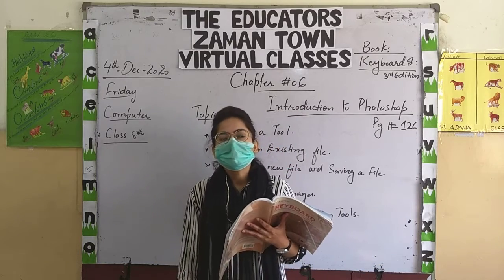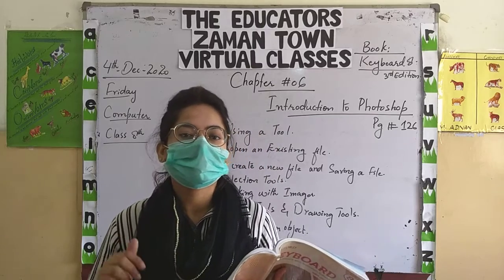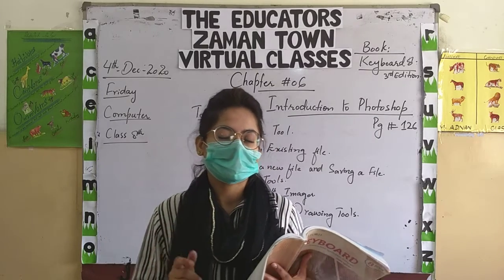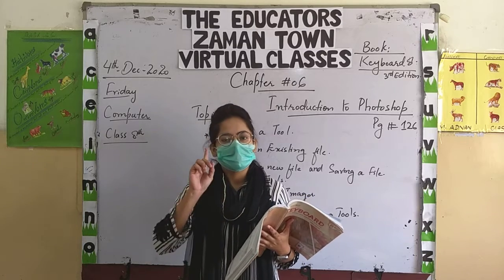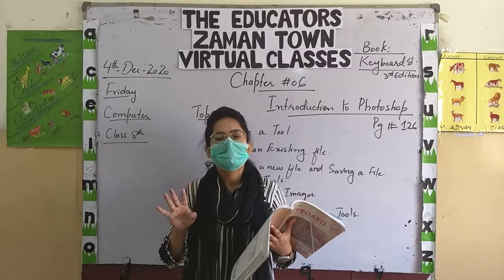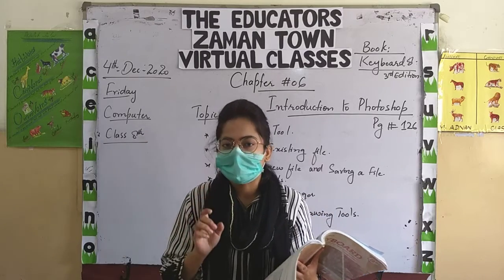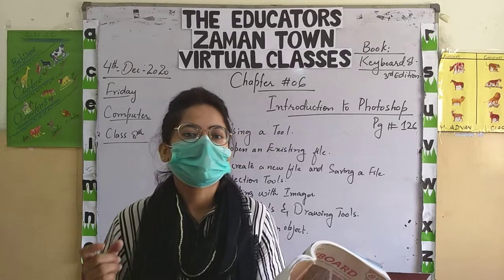So how will you do it? Click on the file tab. That file tab is the first tab at the top left. Click on the file tab. In the file tab you have all the options. Number one option, open, second one, new, and save and save as. All these options are available in the file tab. So first one, you are opening an existing document, so select the option of open.